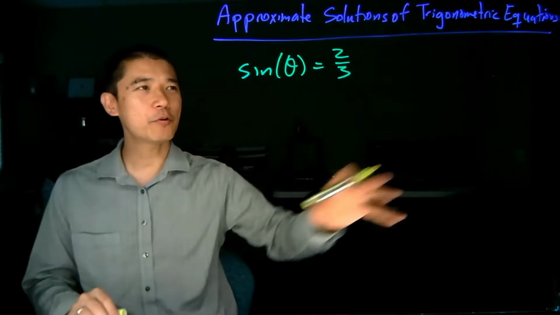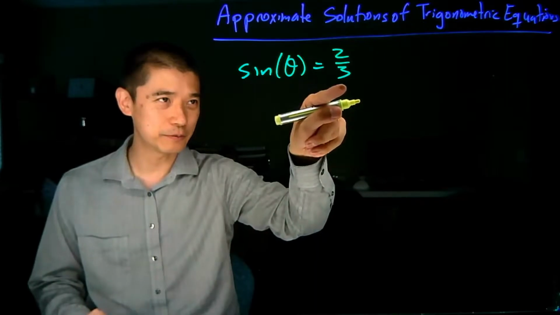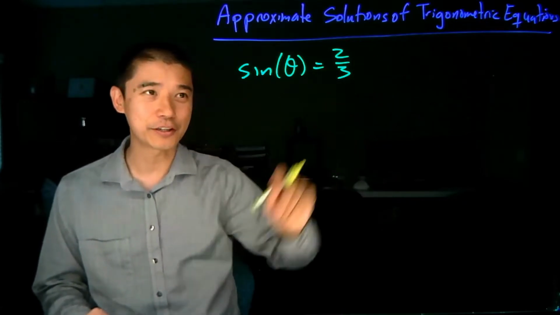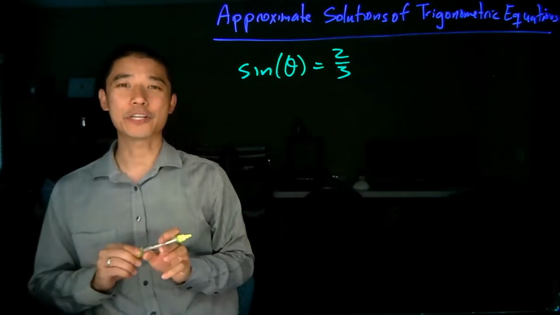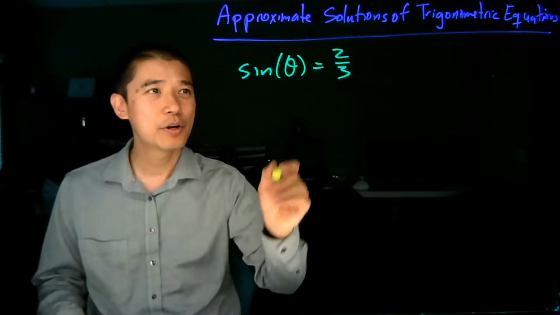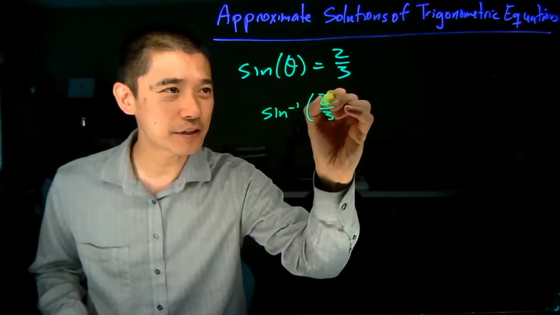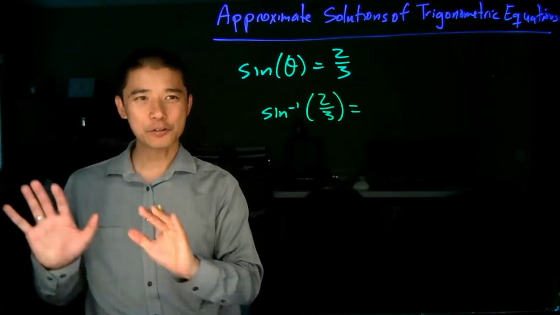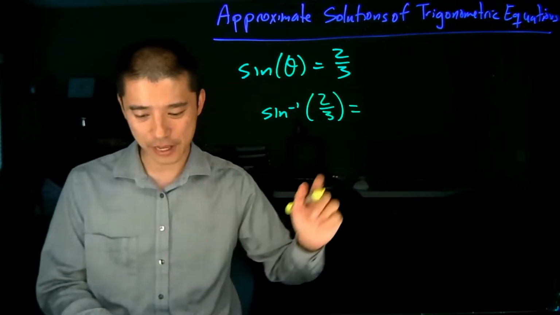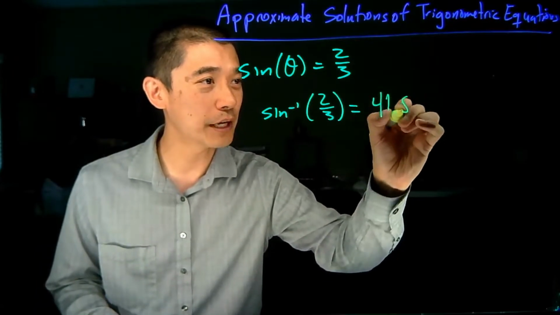Now what we did before is we had a chart of values and we just looked up the value on the chart to get the reference angle. That's not going to work for us anymore. So what can we do? Well, the first thing we're going to do is ask our calculators to give us the inverse sine of 2/3. And we're going to do this first one in degrees. When you do that, you will get 41.81 degrees.